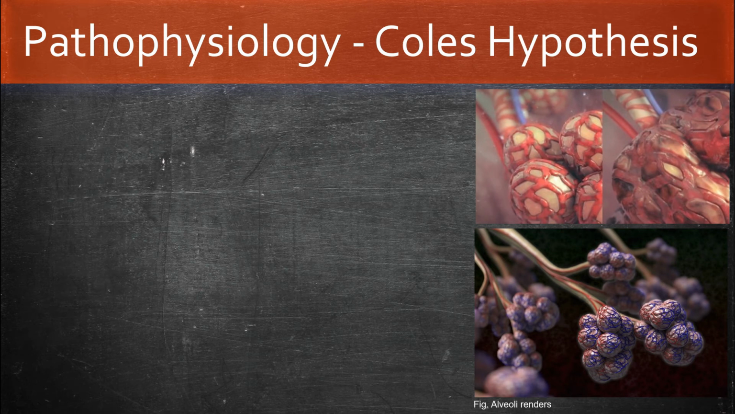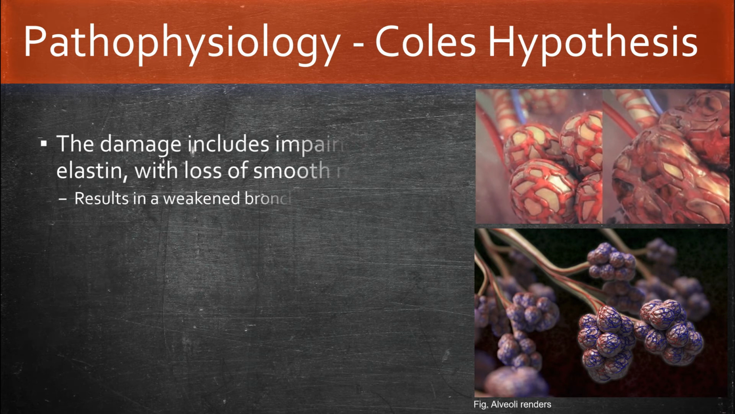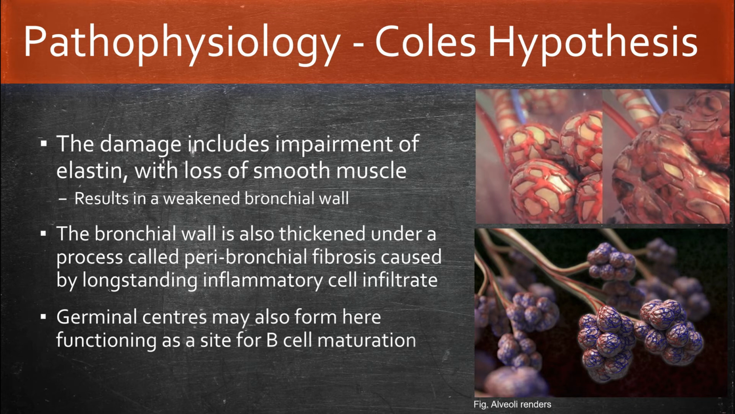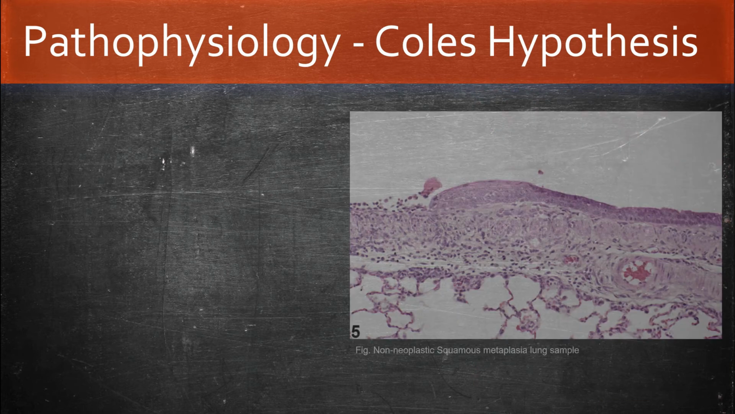Collateral damage that occurs includes impairment of elastic tissue and loss of smooth muscle, weakening the bronchial wall. Long-standing inflammation also results in a process called peribronchial fibrosis. The damaged epithelium lacks ciliated cells, being altered to squamous metaplasia. This ineffective cellular differentiation results in further difficulty in removing mucus, increasing predisposition to infection, hence inflammatory insult.